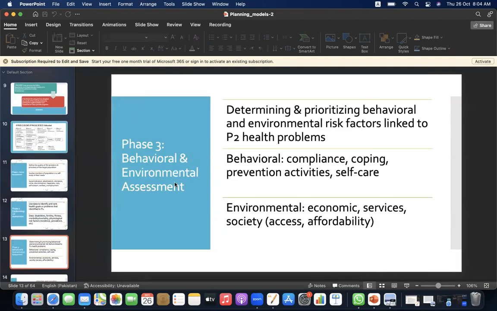Phase 3 is the behavioral and environmental assessment, determining and prioritizing behavioral and environmental risk factors linked to phase 2 health problems. The behavioral factors are compliance, coping, prevention, activities, self-care, and so on. Environmental factors are economic, services, society, access and affordability.